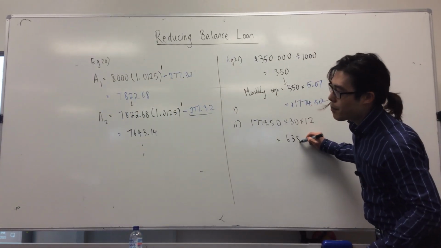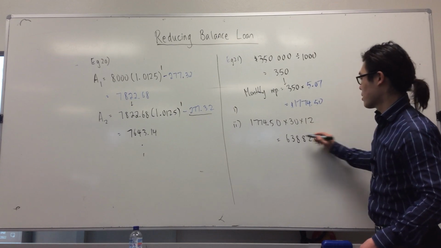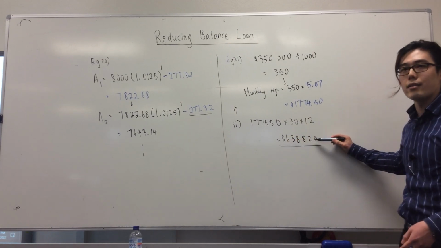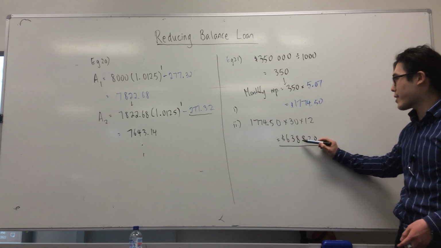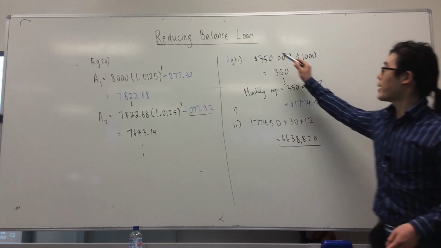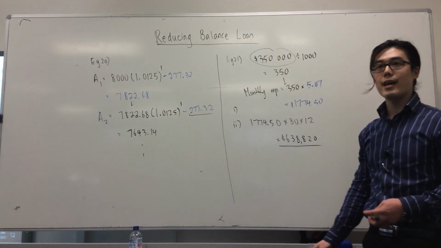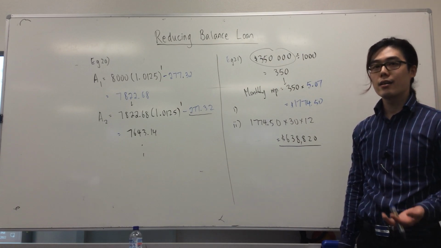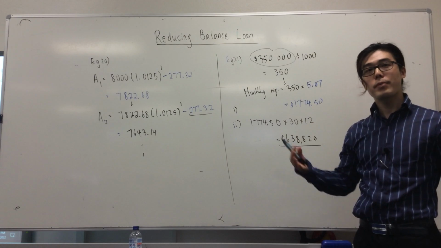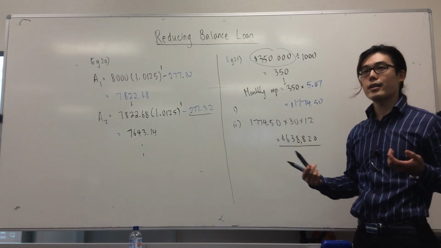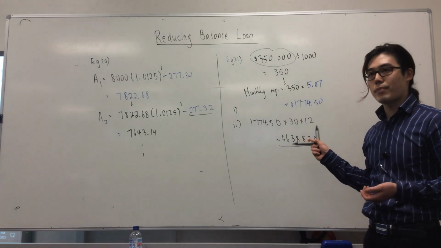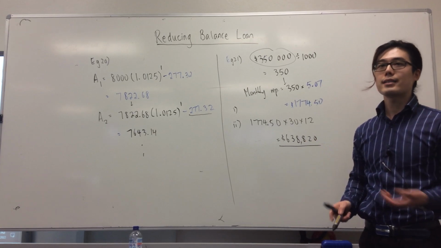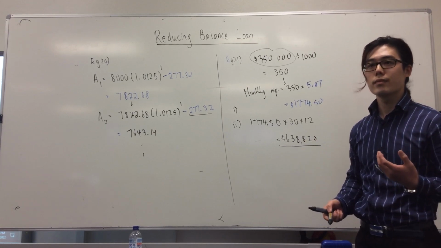So he ends up, look at the different scales. The amount you're paying in the end is $638,820, compared to what you borrowed, $350,000. Girls, this is no surprise. This is what home loans are usually like. When you borrow something for a long period of time, 30 years, you are always going to pay a lot more than what you borrowed. That's how banks make money in the long run.